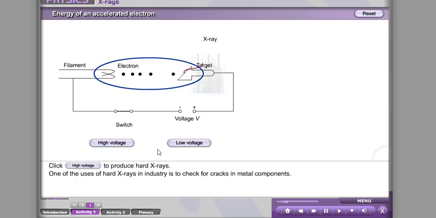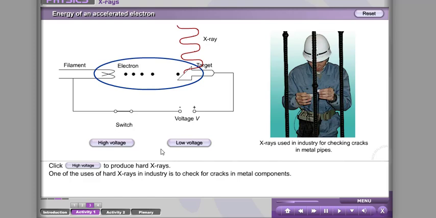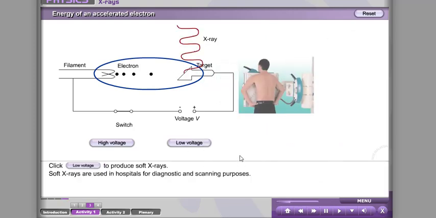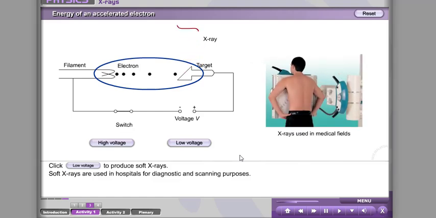Click the high voltage button to produce hard X-rays. One of the uses of hard X-rays in industry is to check for cracks in metal components. Click the low voltage button to produce soft X-rays. Soft X-rays are used in hospitals for diagnostic and scanning purposes.